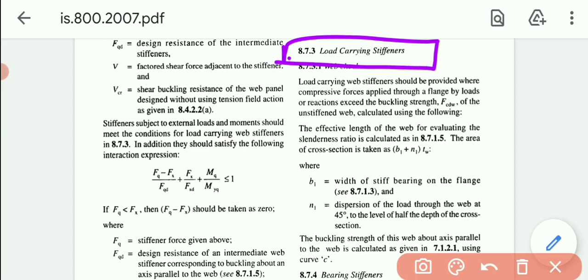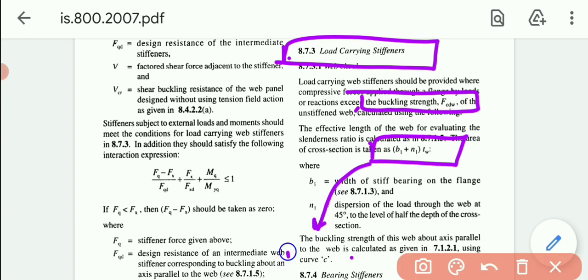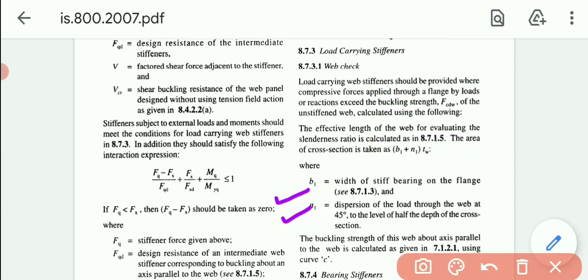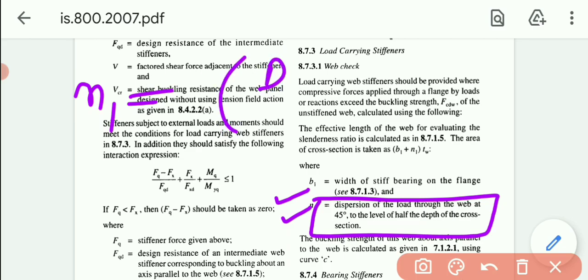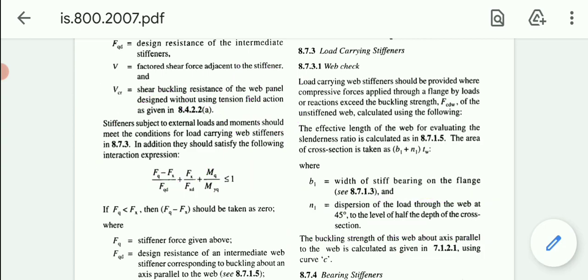Load carrying stiffener. For that one they have given the statement over here: buckling strength, that is FCDW, and the formula is given over here, B1 plus N1 whole multiplied by TW, and we need to calculate this one using curve C. Then B1 is the stiff bearing length, and N1 is the dispersion of load through 45 degrees up to half of the depth of the section. That is, N1 is D by 2 multiplied by 2 times, because dispersion occurs on both sides. So ultimately N1 equals D, where D stands for the overall depth of the gantry girder. So let's calculate this one.